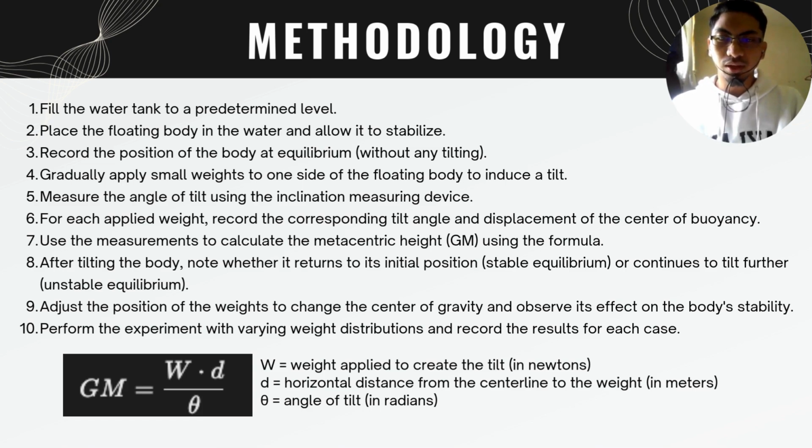And this is the formula that we use in the experiment. Gm equals W times D over V times the angle of tilt. W is the weight applied to get the tilt, in newtons, D is the horizontal distance from the center line to the weight, in meters, and theta is the angle of tilt in radians.